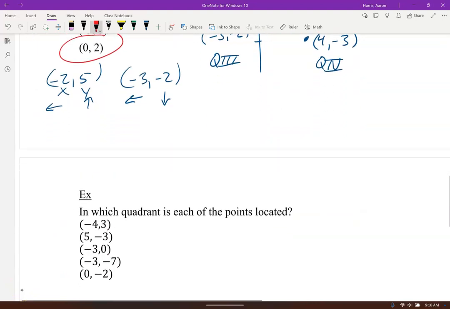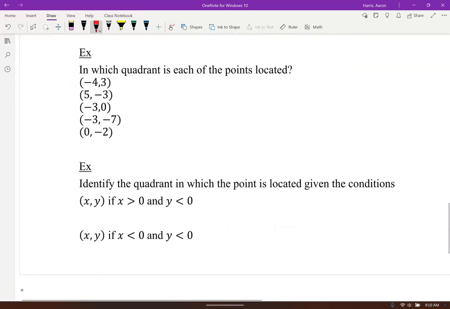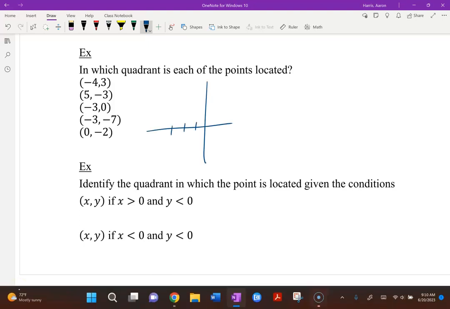And so now I'm going to ask, in which quadrant is each of the points located? Let's do that first one, (-4, 3). Tell me in which quadrant that's located. You can go ahead and type it in the chat. Graphing it would be great too. Hopefully you said that's in quadrant 2. I'm left 4, up 3. So there's quadrant 2. That's the first one.